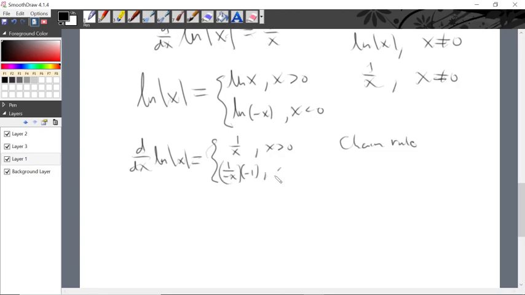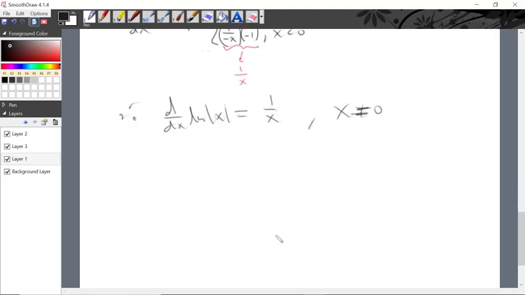Okay? And that's if x is less than 0. But 1 over negative x times negative 1 is just 1 over x. Right? So therefore, the derivative of the natural log of the absolute value of x is 1 over x. And here we are consistent on both sides of this equation that the domain will be that x is not equal to 0.